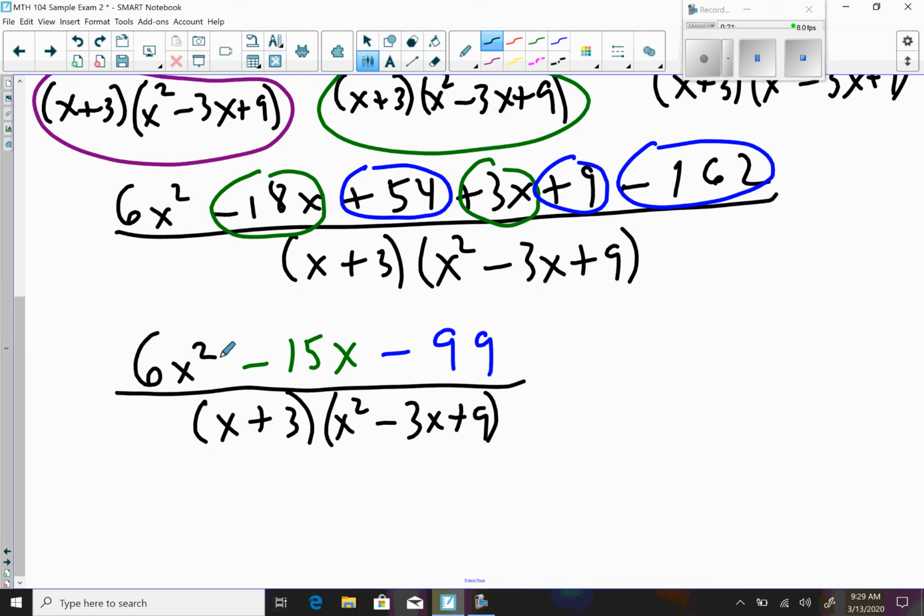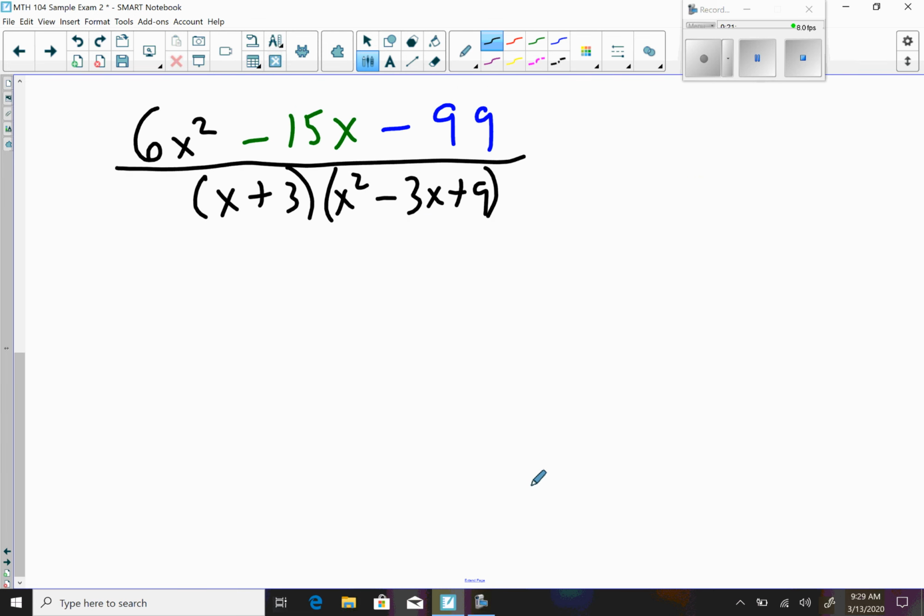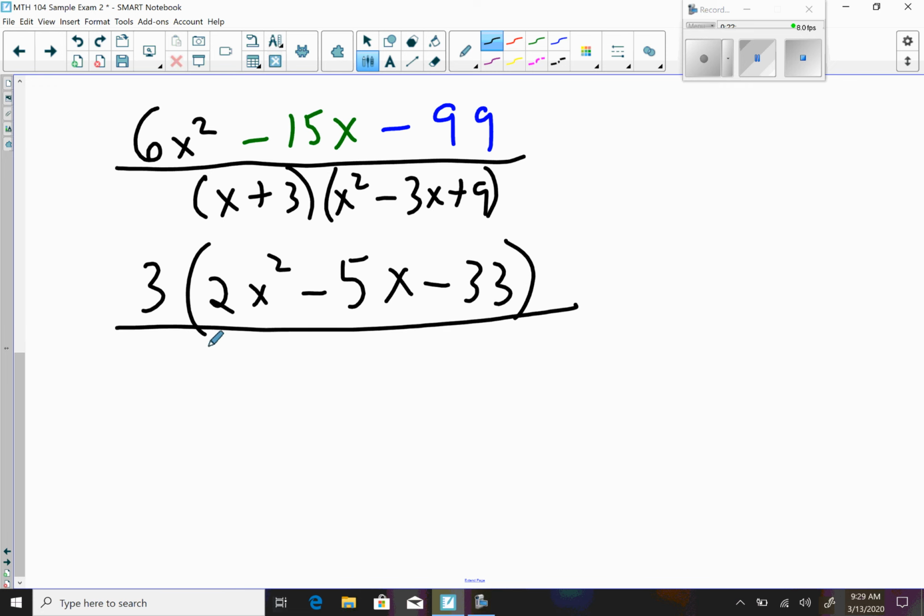Now we are going to factor 3 out because 3 goes into 6 and 3 goes into 15 and 3 goes into 99. So we're going to factor out a 3. 3 times 2x squared minus 5x minus 33. That's still all over the common denominator.